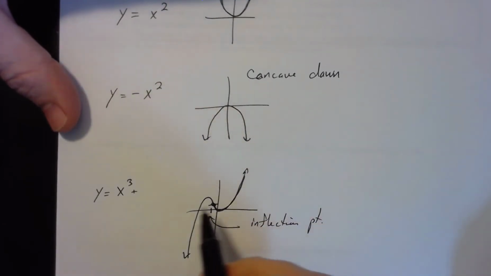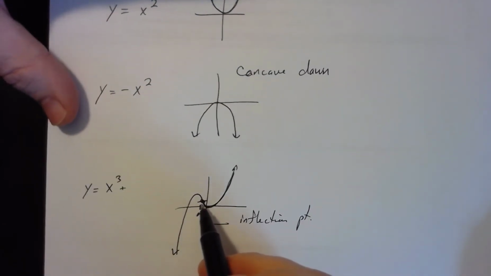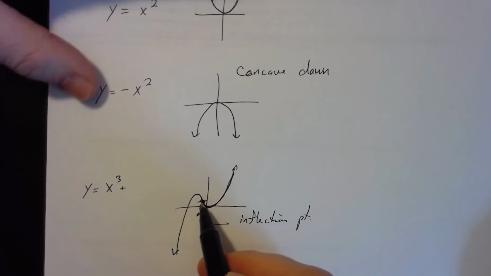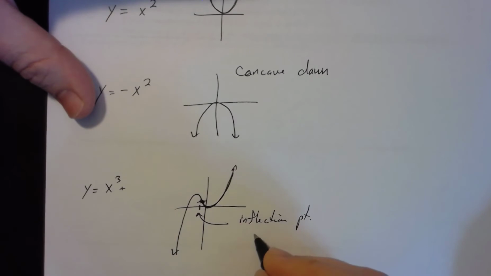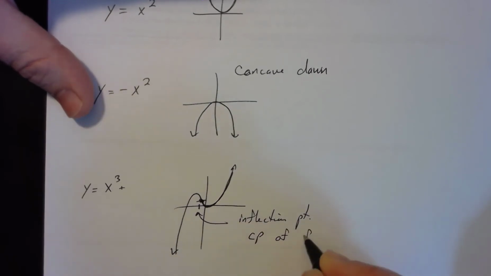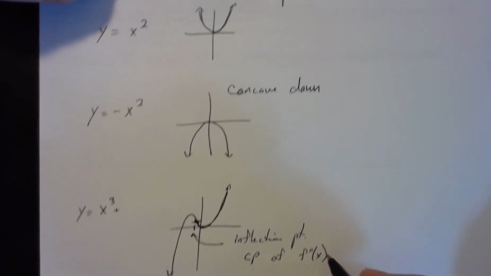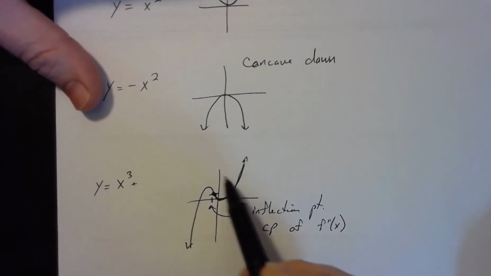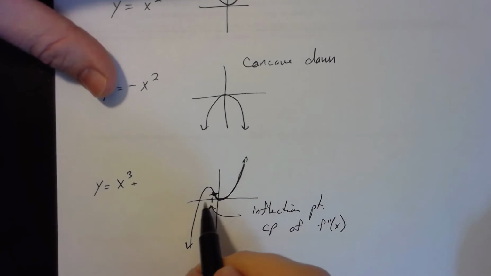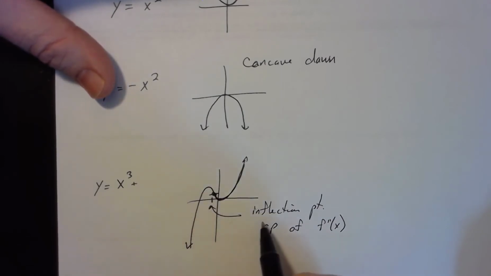Now that right there is where the actual second derivative is equal to 0. Or, one more time, does not exist. That right there is what we call a critical point of the second derivative. So again, we have concave up, we have concave down. In any function, we can have concave up and concave down, and where the concavity changes, you'd identify that as an inflection point.